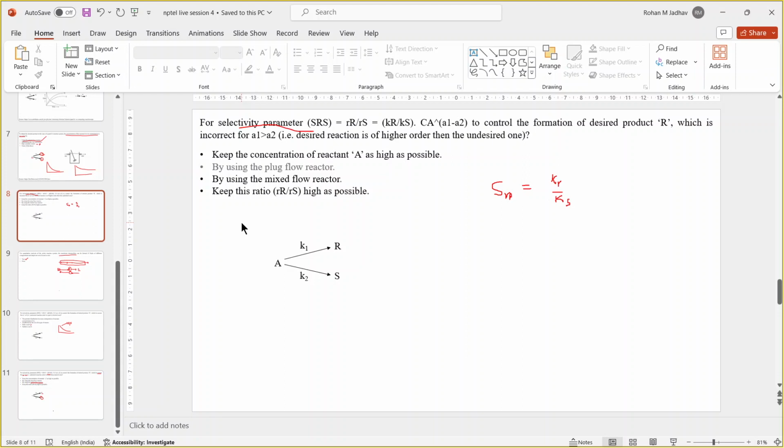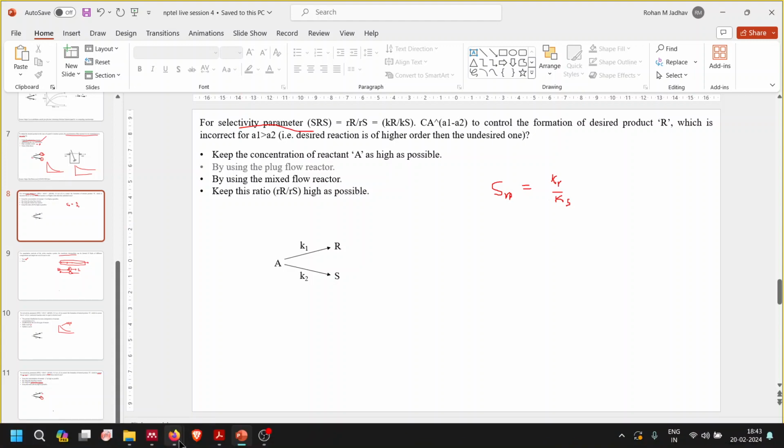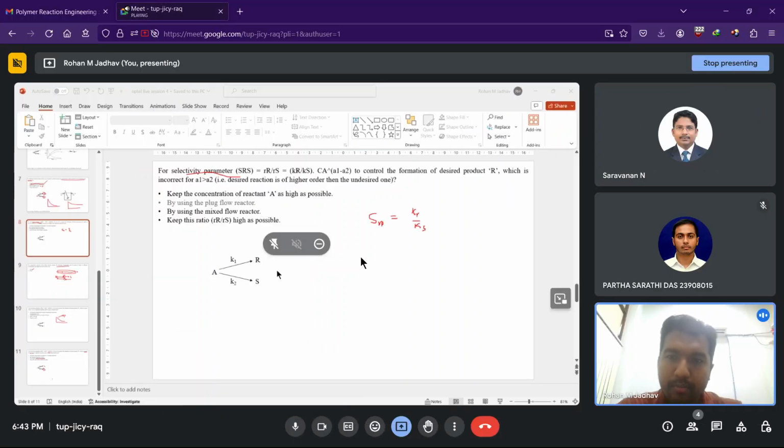Mixed flow does not make sense. Plug flow makes sense. Now it is very clear. So this will be helpful for you in solving any question where the selectivity parameter comes into the picture.